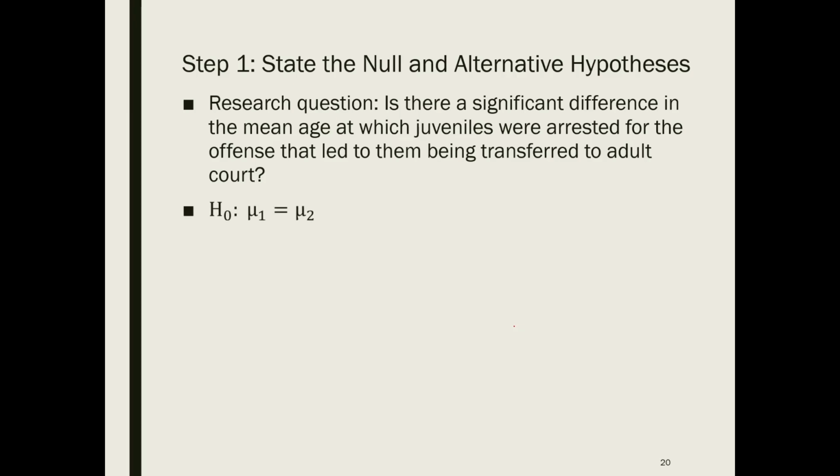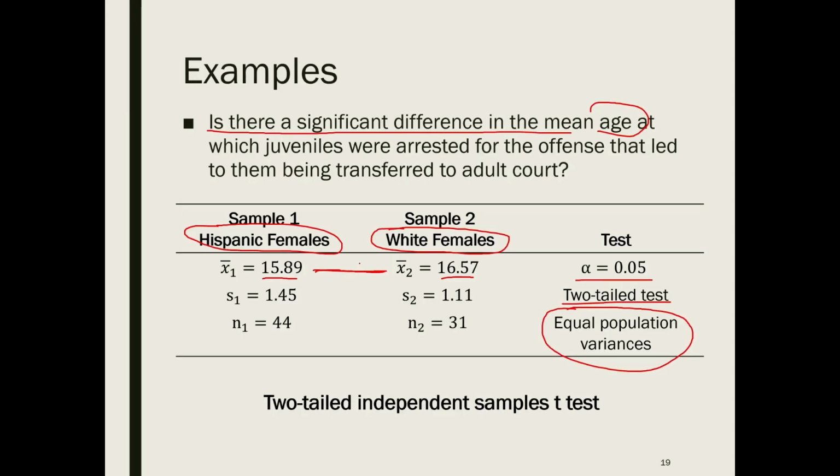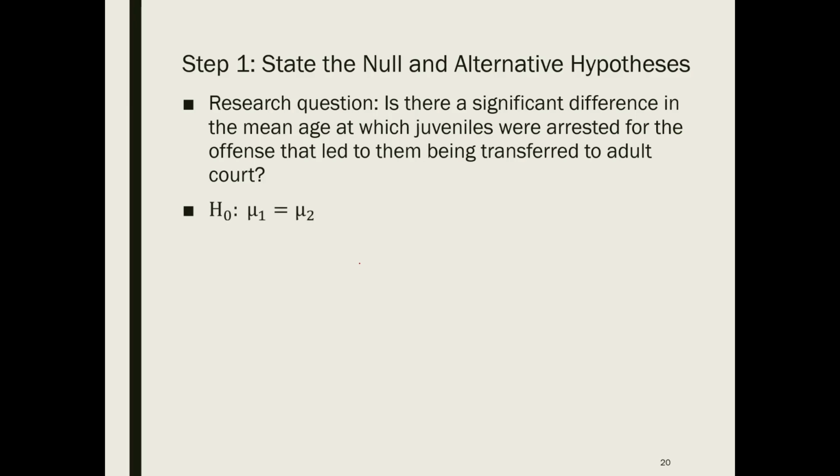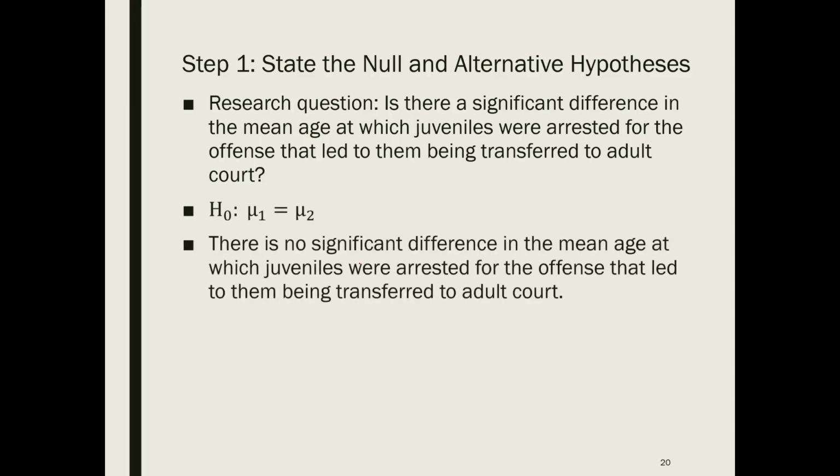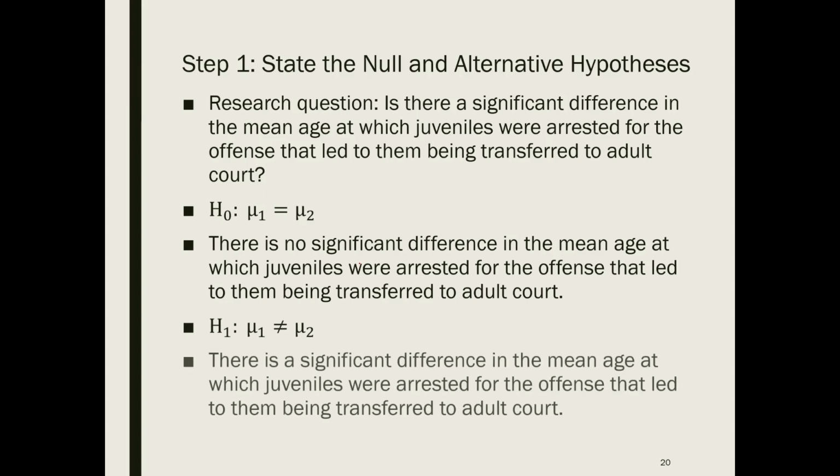Based on this research question, the null hypothesis is that there is no difference between Hispanic juvenile and white juvenile offenders, so mu1 equals mu2. The alternative hypothesis is that there is a difference between Hispanic female juvenile offenders and white female juvenile offenders. We don't know the direction, so we just say the mean ages in the two populations are different.